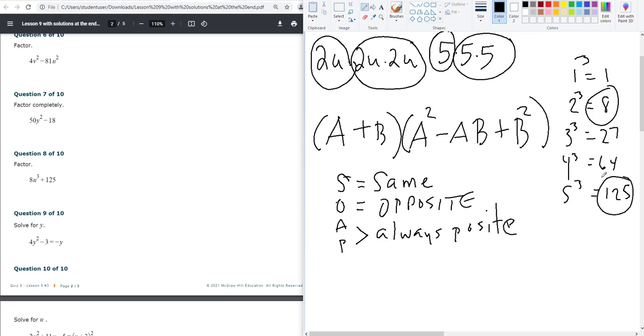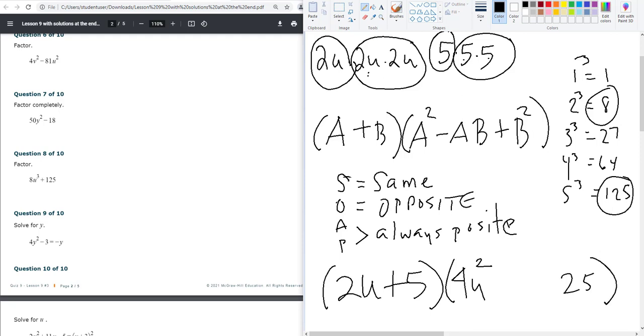So if I want to do this, I've got to take an a and a b with a plus. So 2u plus 5. Now I need a squared. That's 2u times 2u, 4u squared. And I'm going to skip to the back and do the b squared. Well, that's 5 times 5, that's 25. And then for the middle, that's the harder part, just take this 2u times the 5. So one of these is a, and one of these is b, and a times b would be 10u. So it's the same sign, the opposite sign, and always a positive.